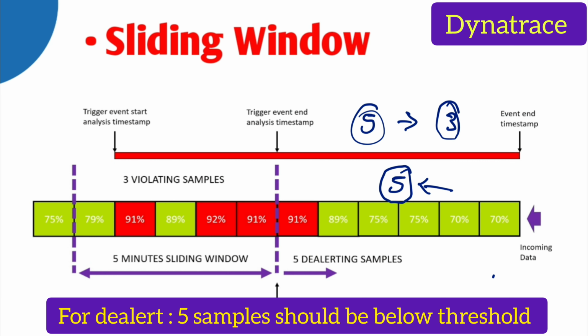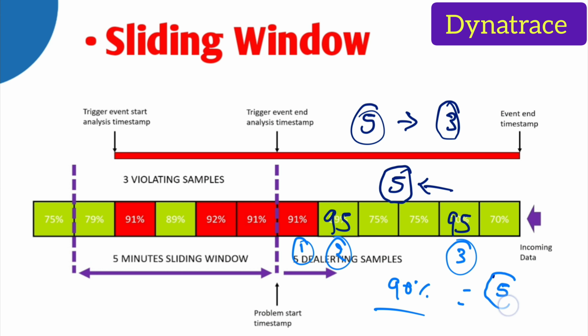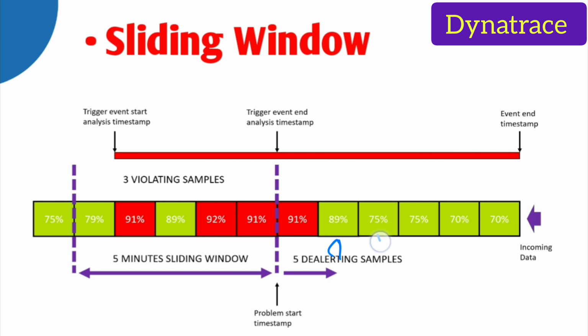Consider this is also 95% and this is also 95%. Here our condition is not met because it is violated here 1, 2, 3. 3 times it is above 90%. Then our condition is not met. What is our condition? It should match 5 samples that are below 90%. Here you can see it is below 90% for the 5 samples. That is why it is closing.